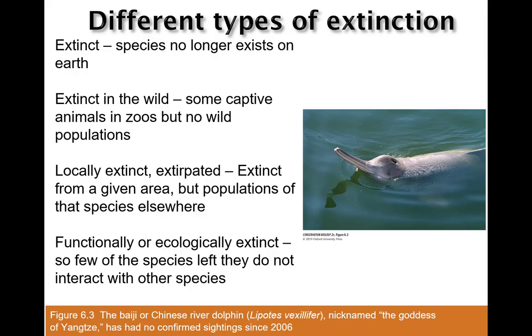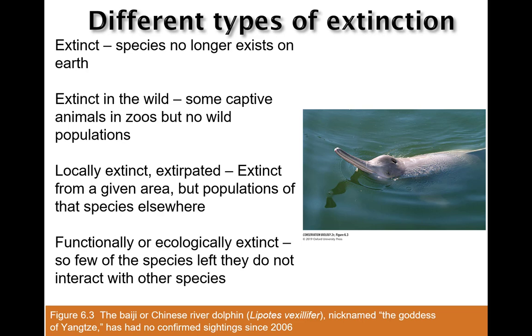Now, there are different types of extinction that we need to understand. Obviously, the word extinct, we all get that. It means a species no longer exists on Earth. But we can also have species that are extinct in the wild. Those are things that no longer exist in the wild, but we have captive animals in zoos that still have some breeding populations, but effectively there are none known to be in the wild.